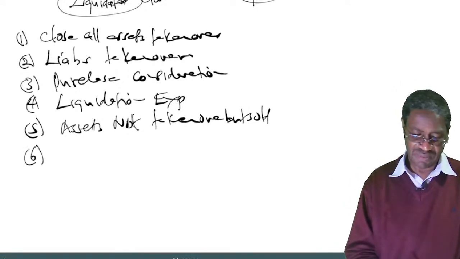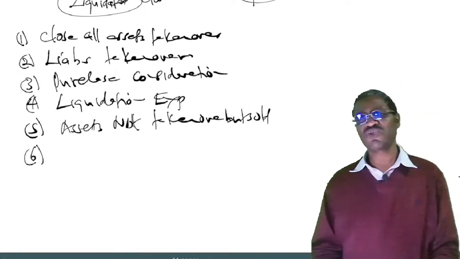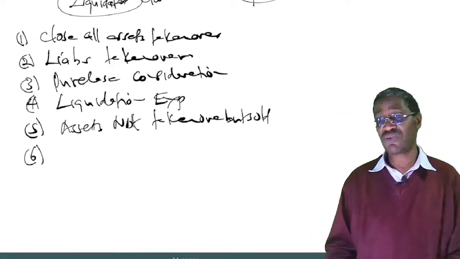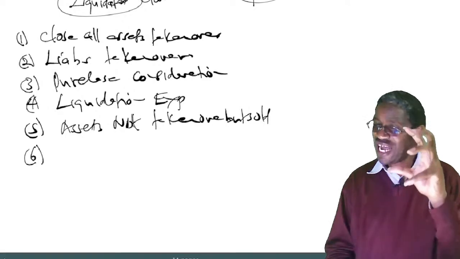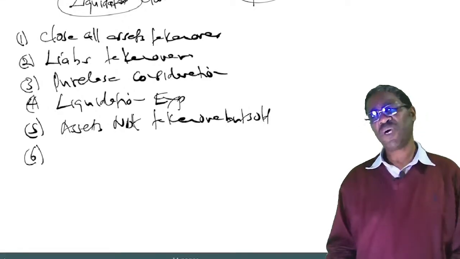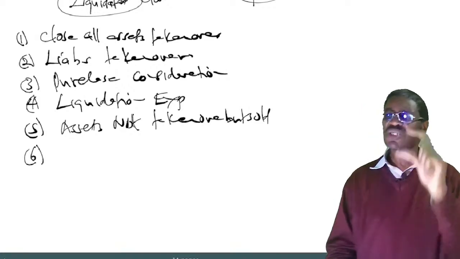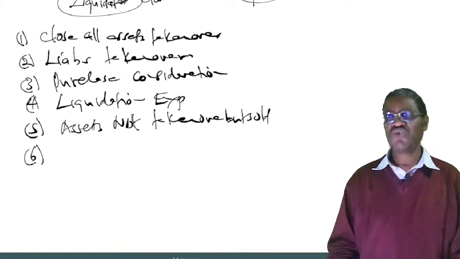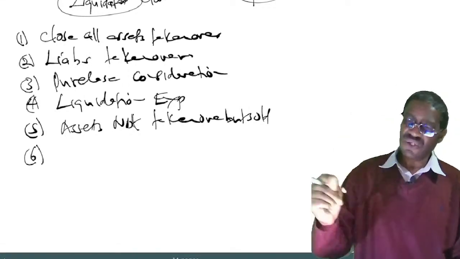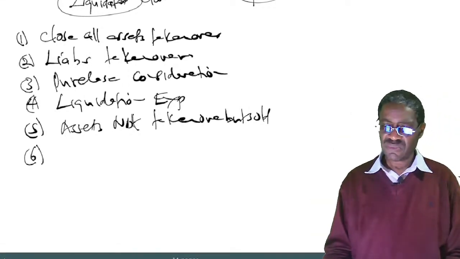Number 6. For number 6, I took you back to number 2. Number 2, we said with the liabilities taken over. What if you, company A, have some of your liabilities which company B did not want to take over?